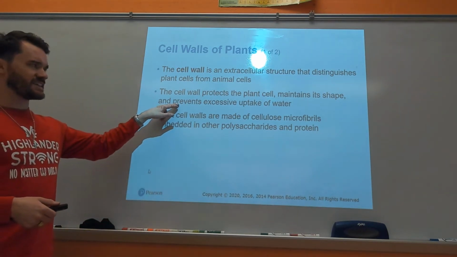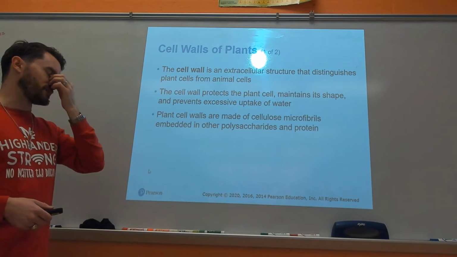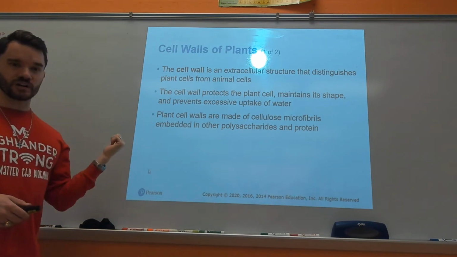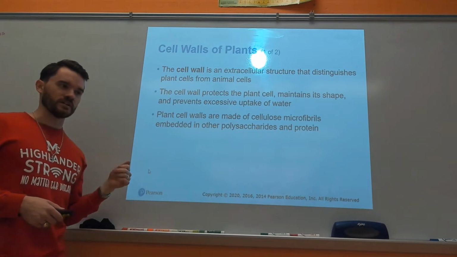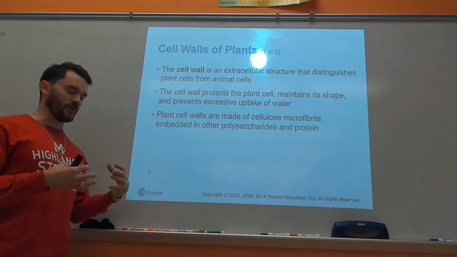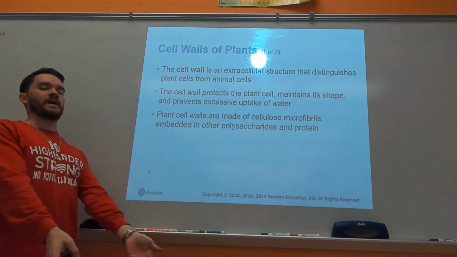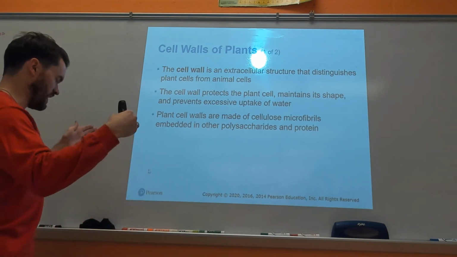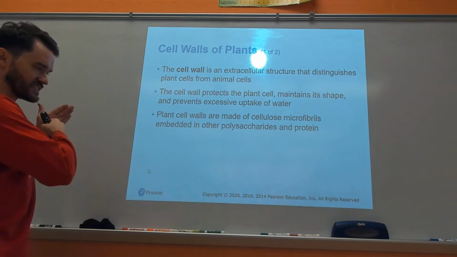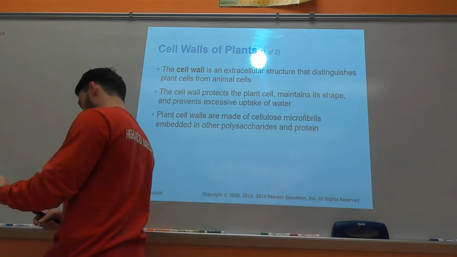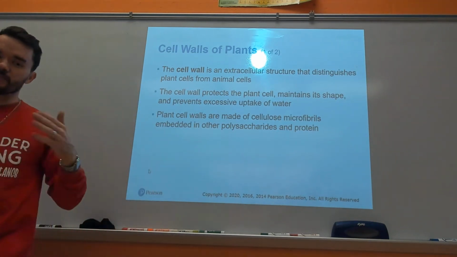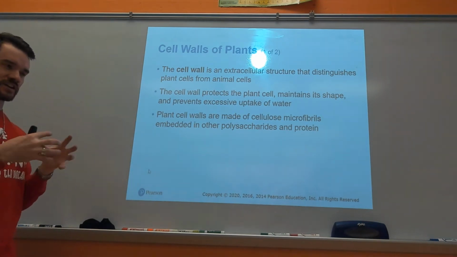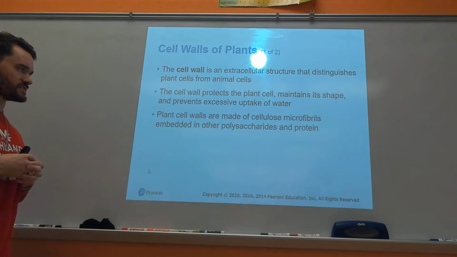And it also prevents excess uptake of water. So I talked about this with the central vacuole a couple sections ago, where a plant being able to take in all of that water in its central vacuole, that central vacuole can push against the cell wall. And I said it was like when two people go back to back and they stand up, the cell wall has this critical role along with the central vacuole in giving that structure to a plant cell.